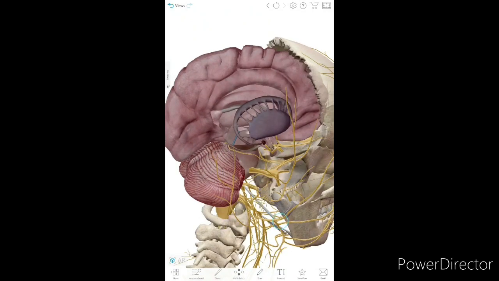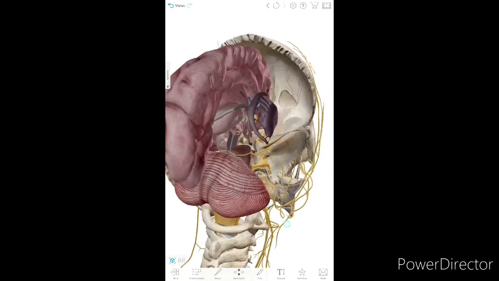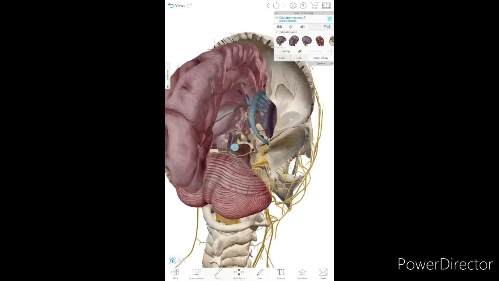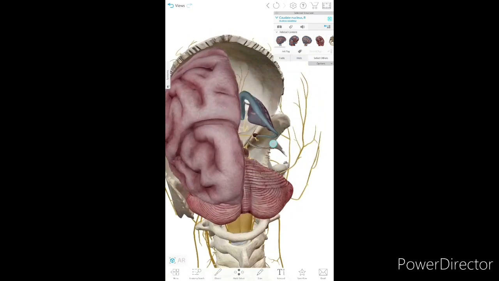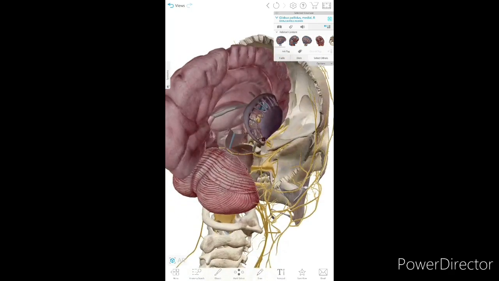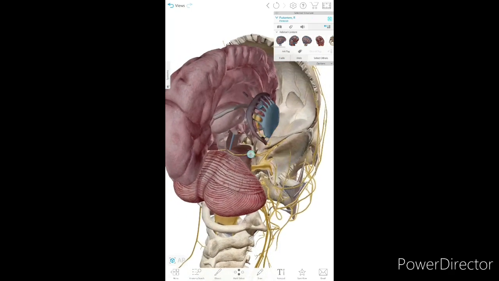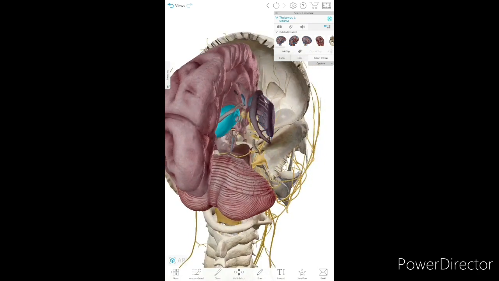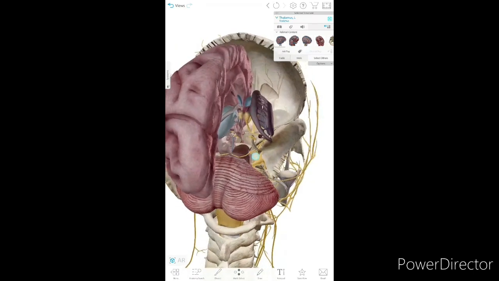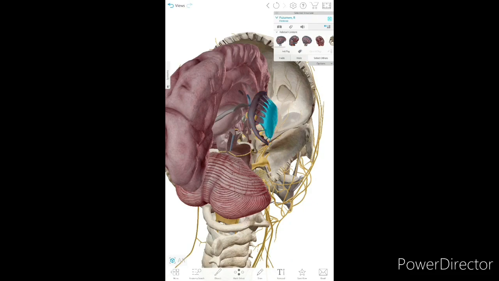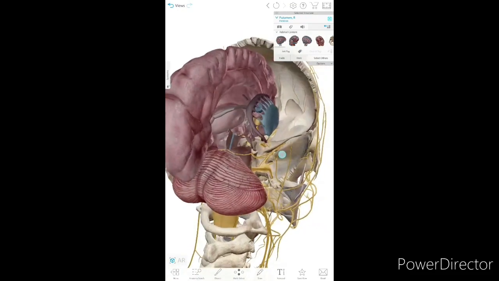The internal capsule is located between the thalamus and the caudate nucleus medially, and on the lateral side by the globus pallidus, part of the lentiform nucleus, and the putamen, part of the lentiform nucleus. Repeating again, the internal capsule is located between the thalamus and caudate nucleus medially and the lentiform nucleus located laterally.